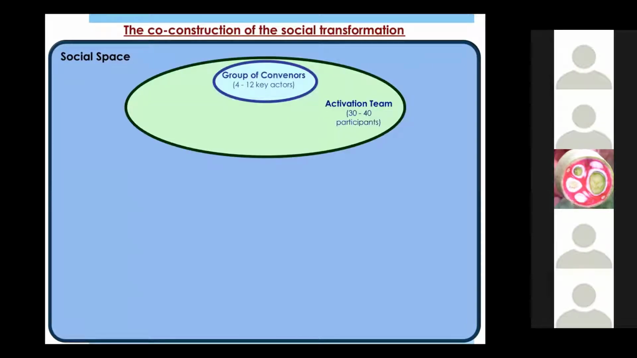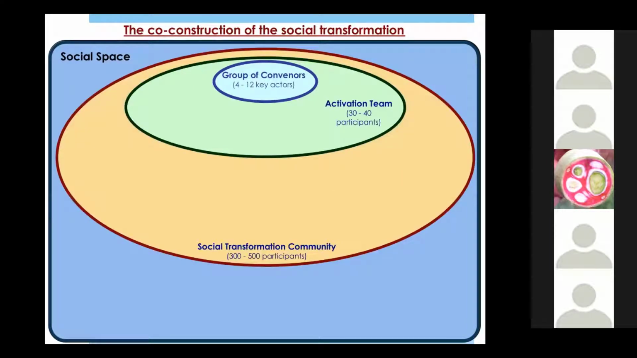The process. How do we construct the social transformation? We have the social space. We start with a group of conveners, 4 to 12 key actors. An activation team designed and invited by them, and a social transformation community, which may have 300 to 500 participants. In this area, we do the action mapping workshop, which starts the process. Well, the starting part is forming the group of conveners. Then the action mapping workshop, and we get the action map.